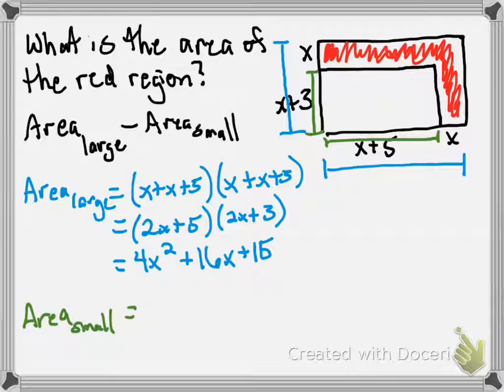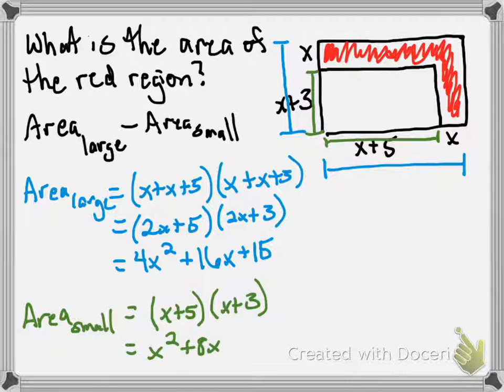This is equal to, if we were to pair these up, so that first 2x plus 5 for the larger rectangle, well, if we want the smaller rectangle, we just take the x out. So the length of that is x plus 5. And to get the width, we can take that x out. And so that's just x plus 3. And so what you end up with when you FOIL this will be x squared plus 8x plus 15, okay?